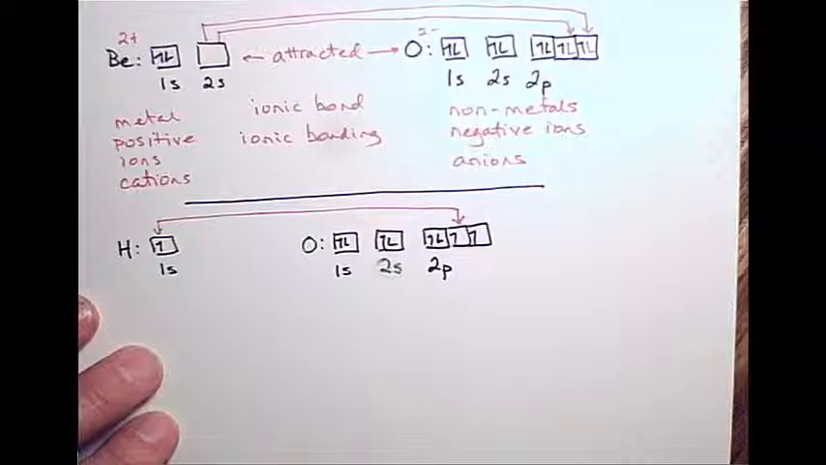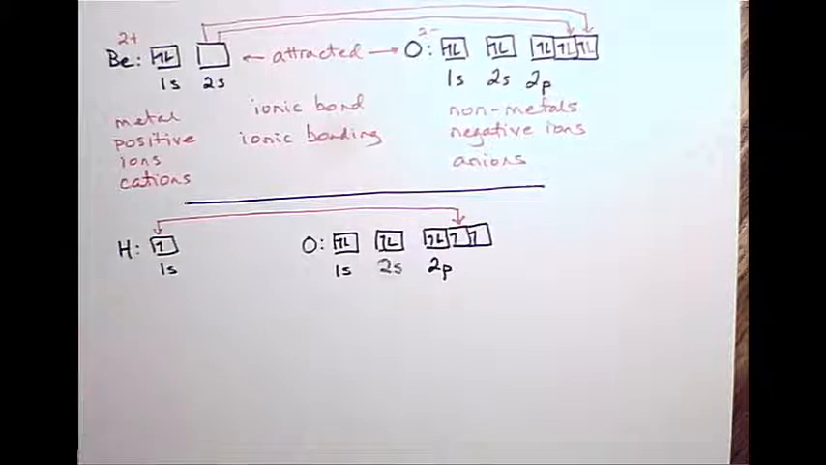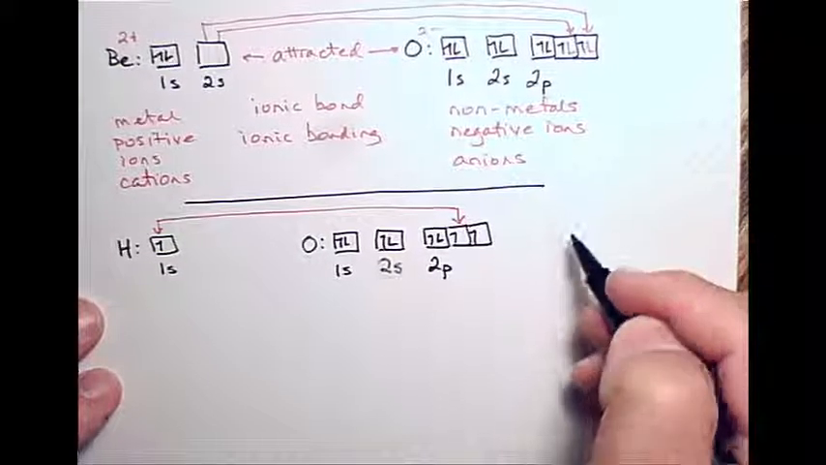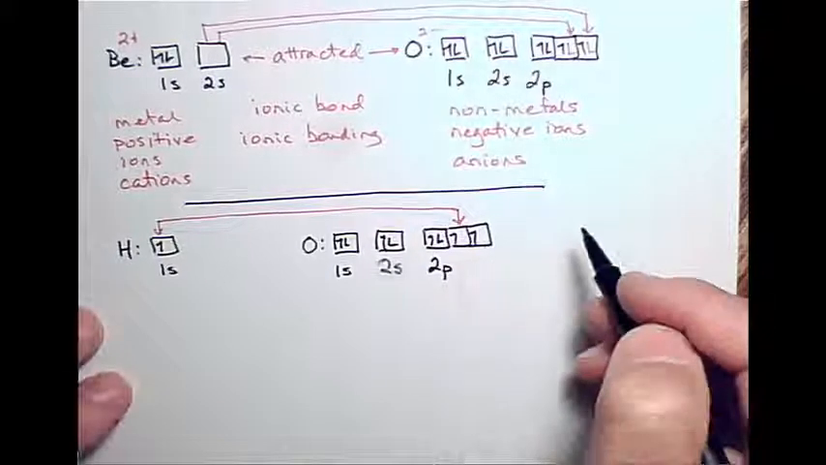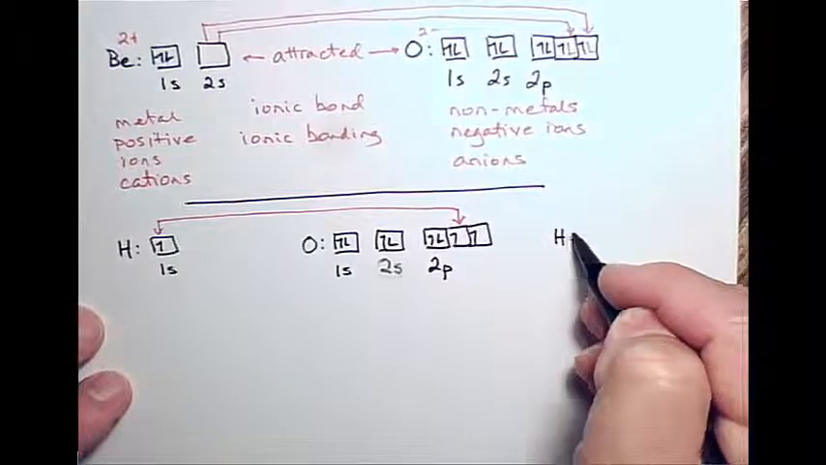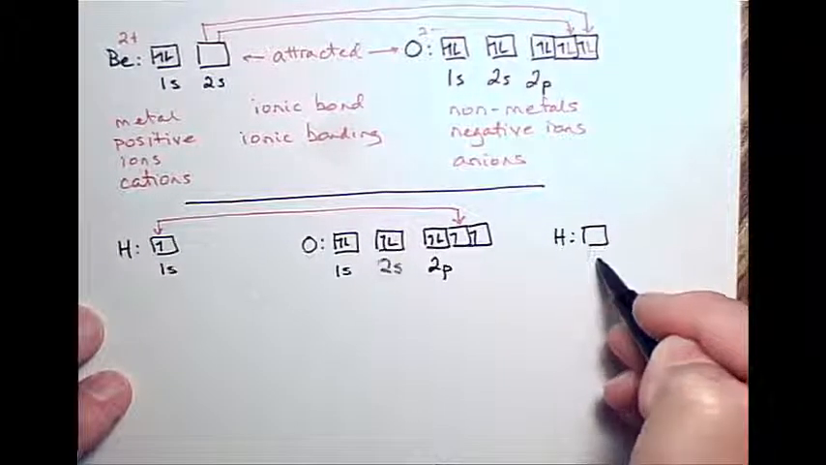But as we know, they want to have how many? How many electrons do most atoms want to have in their outer energy level? 8. What do we call that rule? The octet rule. So in order for oxygen to have all the electrons it would like to have, it needs to share another electron with another hydrogen.